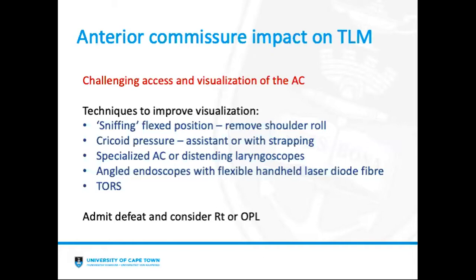The use of specialized anterior commissure scopes of various types is described, which generally have a more acute angle or a triangular shape. Alternatively, descending laryngoscopes like the Steiner or Weerda diverticular are described. And alternatively, the microscope can be substituted for angled endoscopes, 0, 30, 70 degrees, combined with a handheld flexible laser diode fiber. And newer studies are exploring the role of transoral robotic surgery in early glottic tumors.